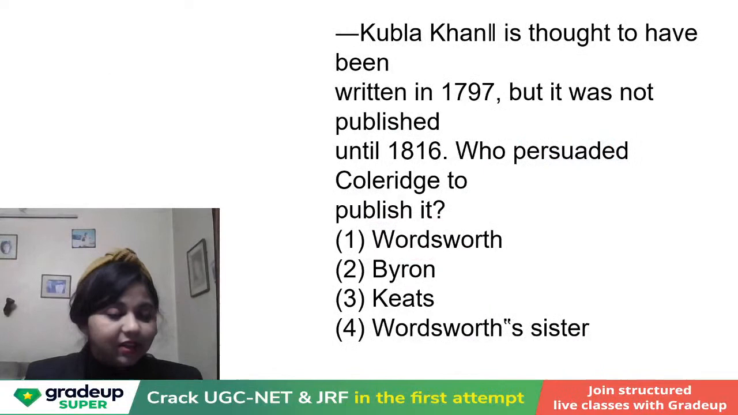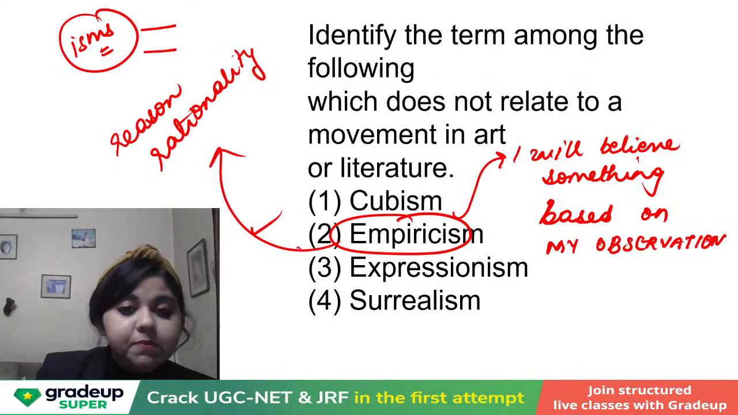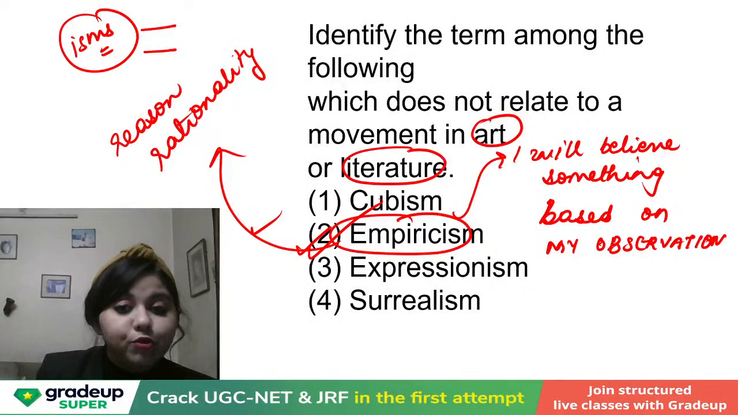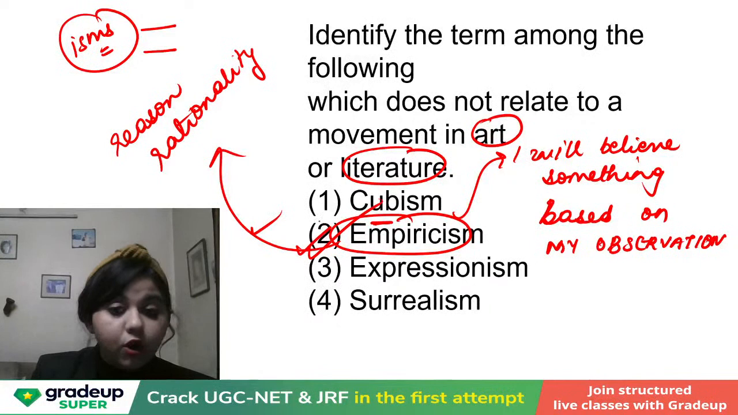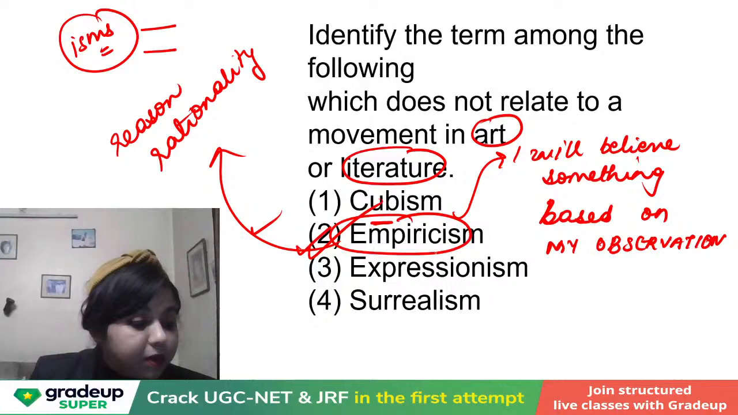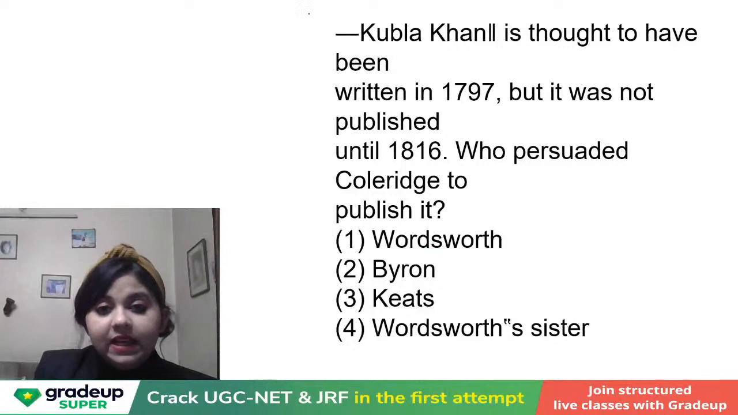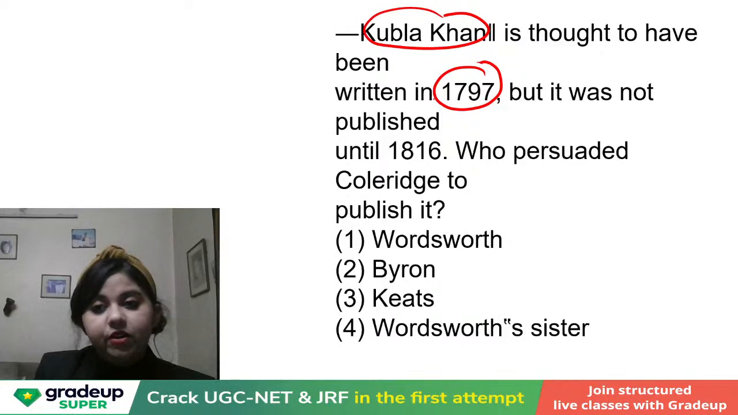The right answer to this question is empiricism. It is not an artistic movement. It is not a literature movement. It is a philosophy, a philosophical thought. It is an enlightenment related thought. So that is something you have to keep in mind, right? That will be crucial for all of you. Okay, let's look at this. Kubla Khan is thought to have been written in 1797, but it was not published until 1816.